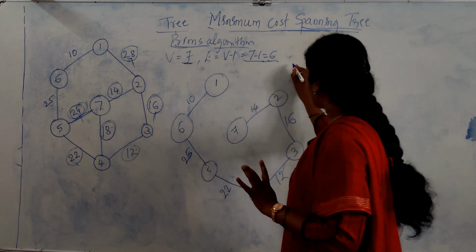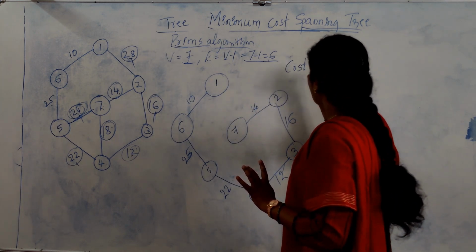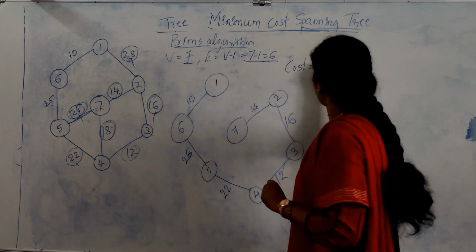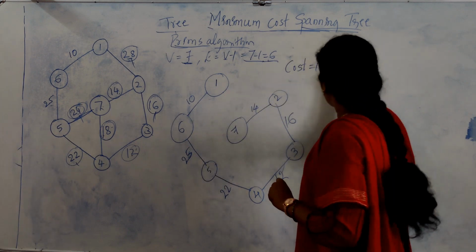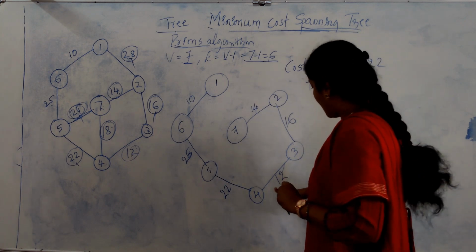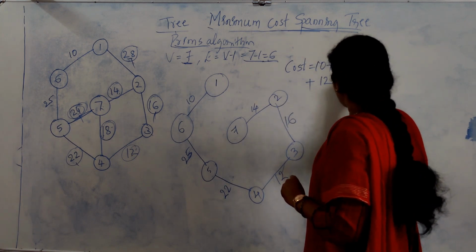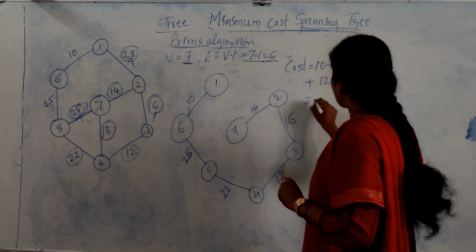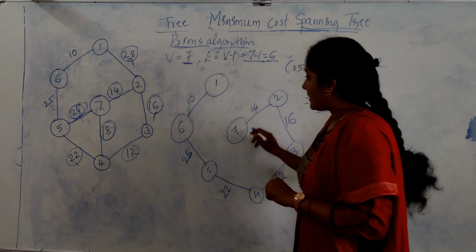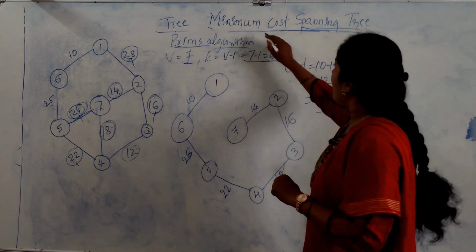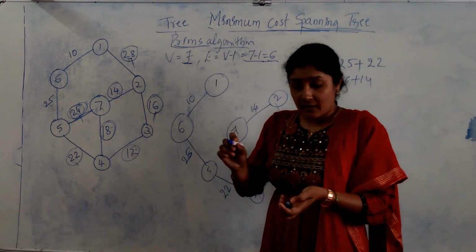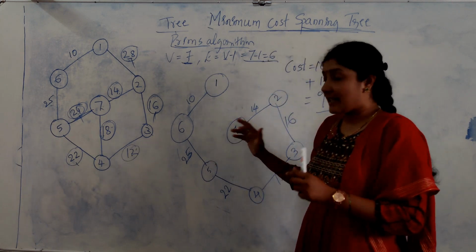So now what is the cost? The cost of this tree. We need to add all the costs here. See, 10, 25, 22, 12, 16 and 14. So the total is 99. Okay. See, this is the minimum cost spanning tree using Prim's algorithm. See, this is the exact answer.